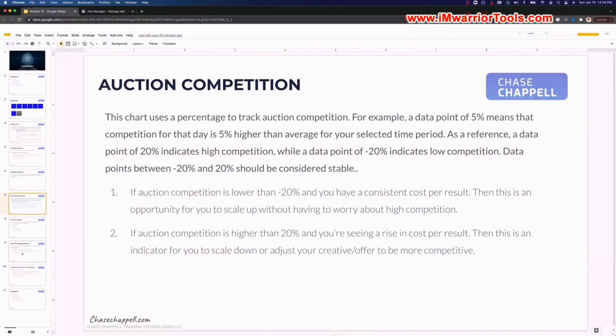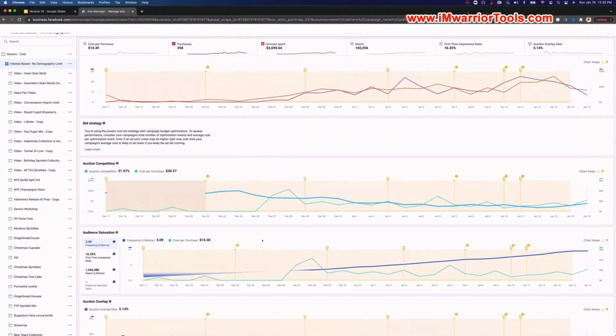If you remember from the auction competition, if it's lower than minus 20% and you have a consistent cost per result, which we do, then this is an opportunity for you to scale up without having to worry about high competition. So exactly what we just covered here is what you're seeing.